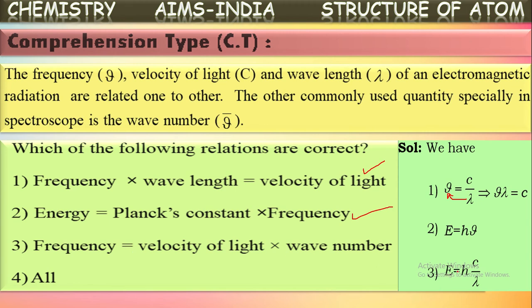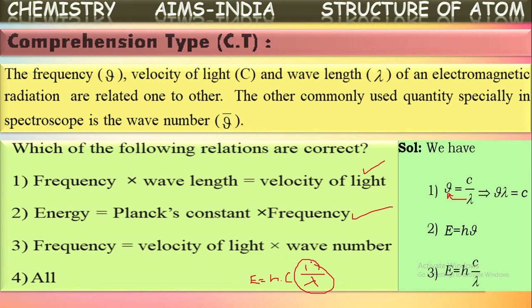We have the relation E is equal to h nu. In the place of nu, if we substitute nu is equal to c by lambda, it becomes E is equal to h into c by lambda. Now, from this, what can we write? We can write it as E is equal to h into c into 1 by lambda. Okay, it is correct only. Now, in the place of 1 by lambda, we can mention what they're asking here.